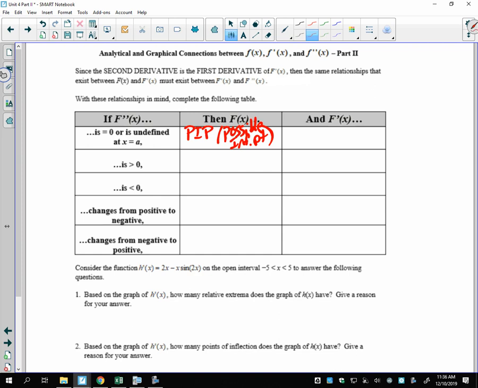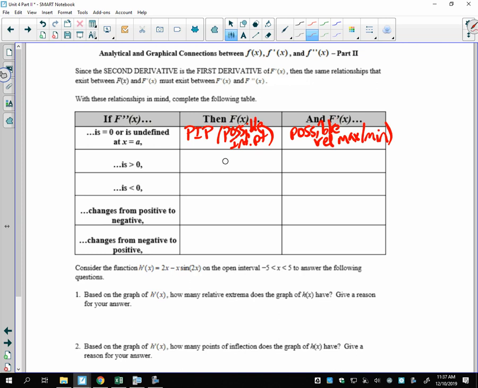But what does it tell me about where that's going to be on the derivative? Well, on the original function, when the derivative is equal to 0 or undefined, what does that mean? Well, it's a max or a min. And so that's the same thing. If the second derivative is equal to 0 or undefined, that's a possible relative max or min on my first derivative.